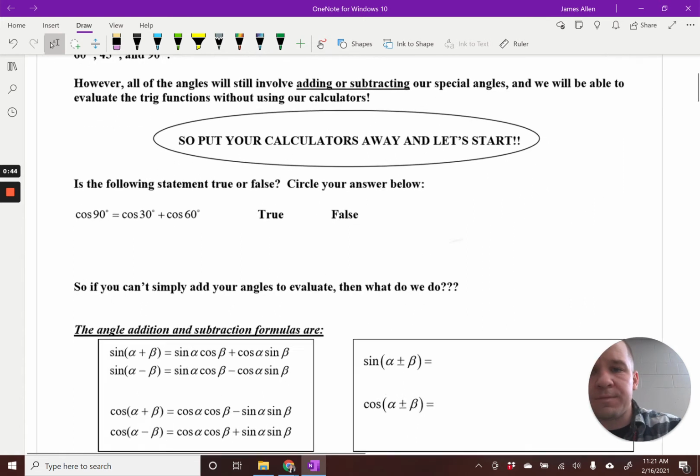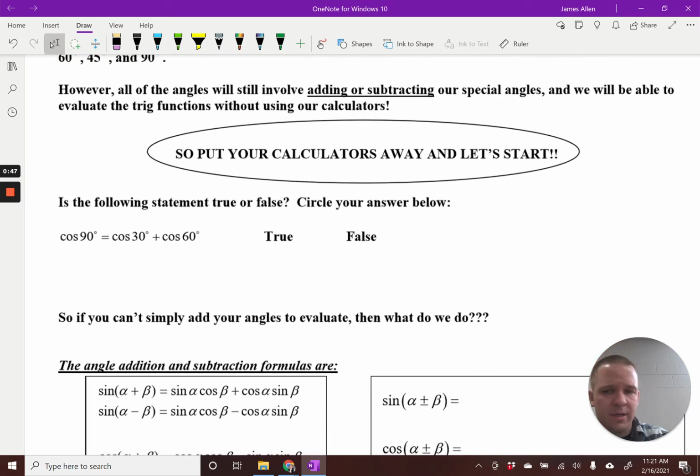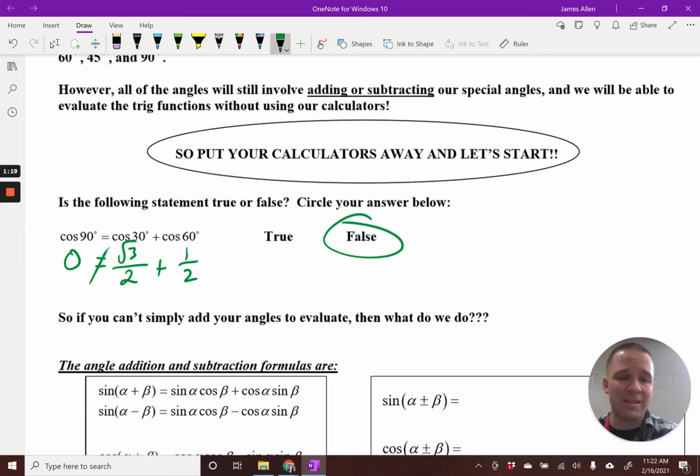Let's go with this. When we're adding and subtracting, can we just straight up do it? Well, cosine of 90 equals cosine of 30 plus cosine of 60, right? If we could just straight up add them like that, that would hold true. Well, let's see. Cosine of 90 is 0, right? That's my first quadrantal, x coordinate. Cosine of 30 would be root 3 over 2, and cosine of 60 would be 1/2. Whether you're using special right triangles or your unit circle, I don't care, as long as you're getting that. And guess what? Not equal. So that's going to be false.